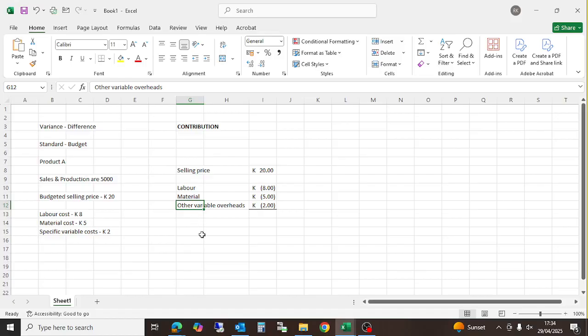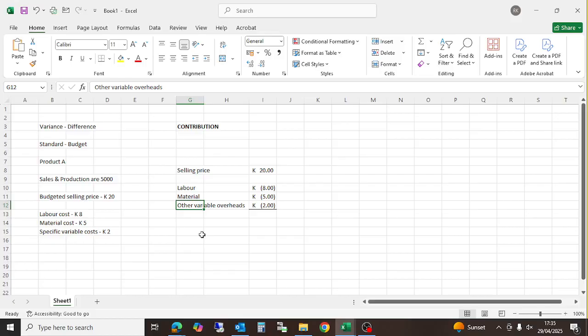If you were to check your book, your manual, or your past papers, you'll find they like using words like other variable overheads, variable production overheads, specific variable cost, or specific variable overheads. What they're talking about here are variable production overheads that are neither labor nor material costs, but are considered to be variable. In every manufacturing business, trust me, they have more variable cost than just labor and material.